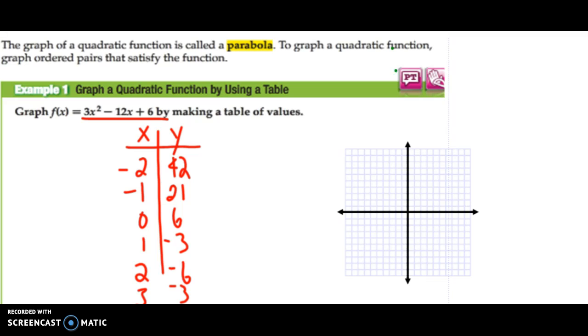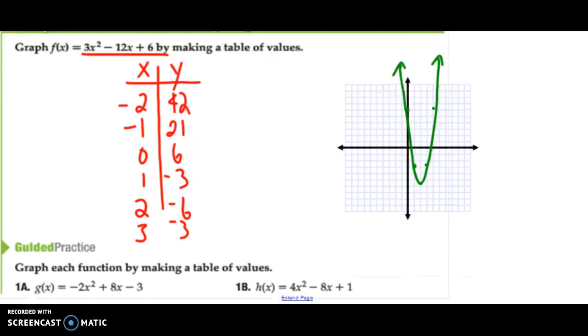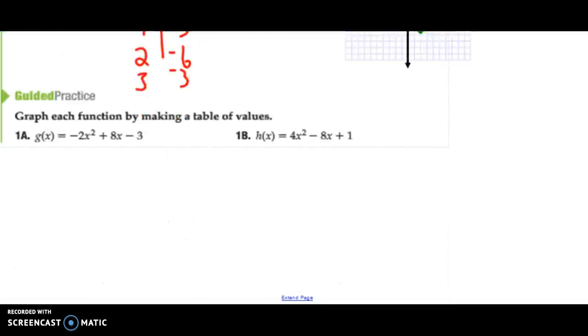Then we get 0, 6. There. We get 1, -3. 2, -6, then we get 3, -3, and then if you look again, you get 4, 6, and so you see this actually starts repeating itself. And so it goes like that. So parabolas look like a U essentially, and you've seen quadratics before. We talked about that in the last chapter. So there are 2 examples that you can try by making a table of values as well.